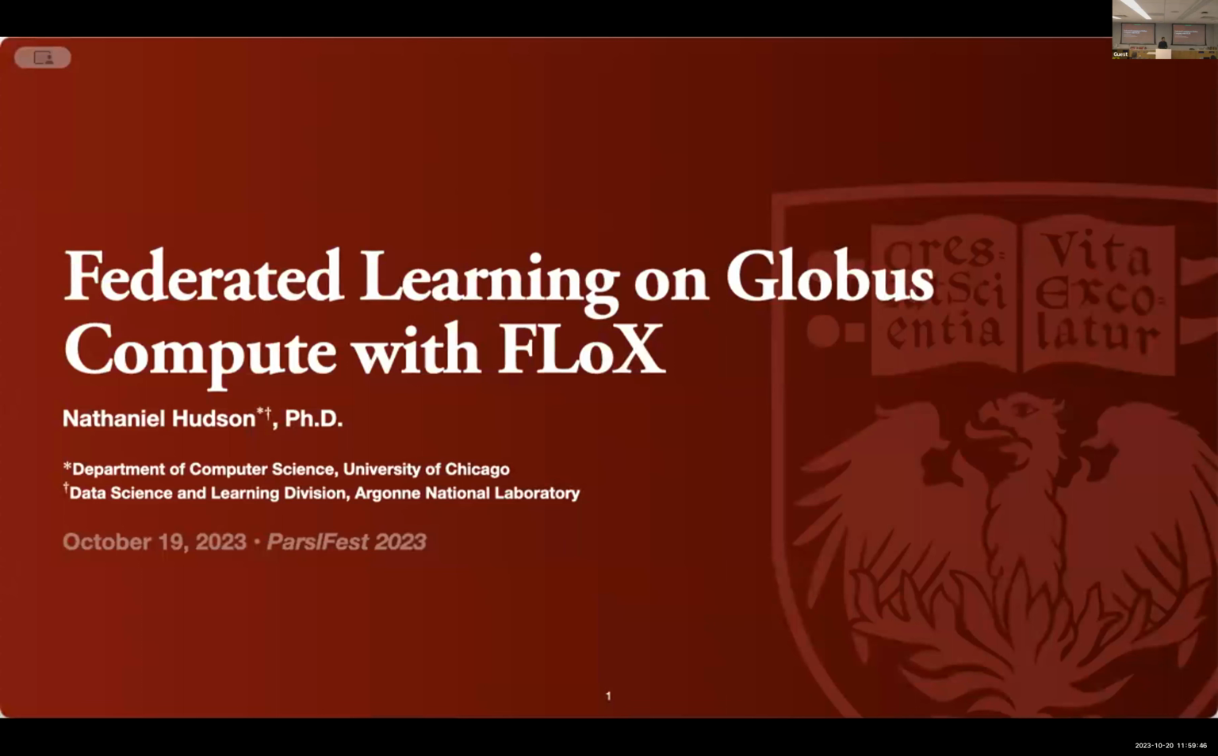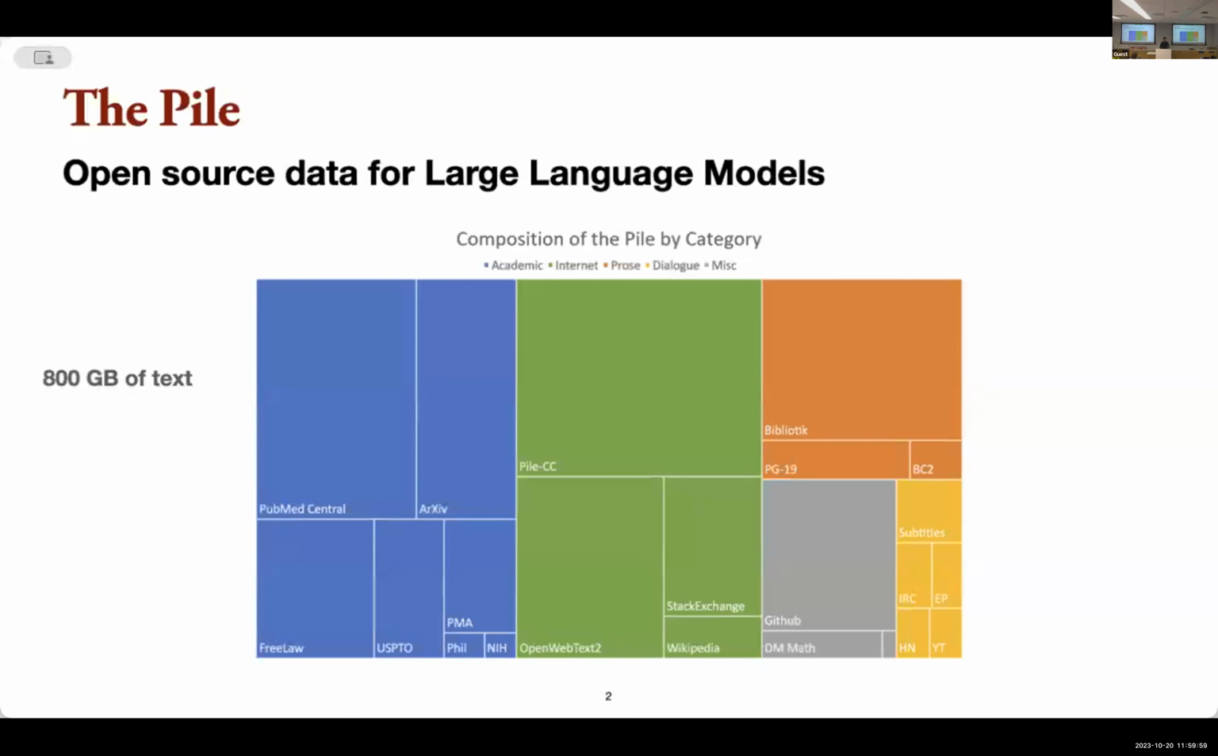Hello, everyone. My name is Nathaniel Hudson. I'm a postdoctoral scholar here at the University of Chicago, working under Kyle Chard and Ian Foster. And I'm here to talk about Flox, Federated Learning on Globus Compute. So to start, I want to give a high-level introduction to what federated learning is, kind of following up on what Matt was talking about earlier.